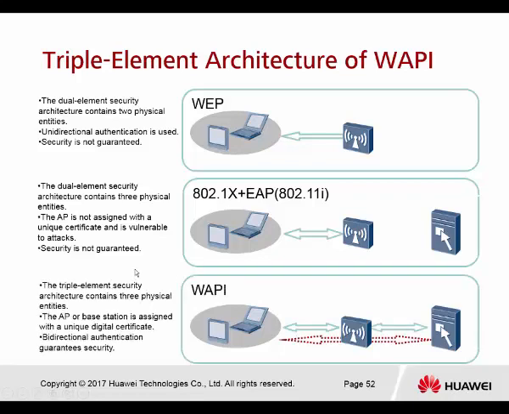So that's why they have WAPI here. They're using a triple-element security architecture, containing three physical entities. The AP or base station is assigned a unique digital certificate. So that means right now it's not only the PC, the STA, that has the certificate. The AP also requires the certificate. Both. The bidirectional authentication guarantees the security.